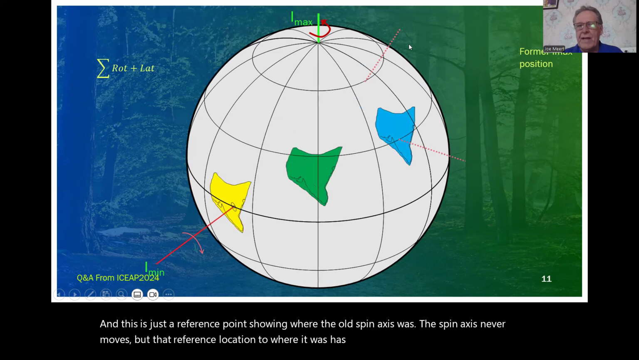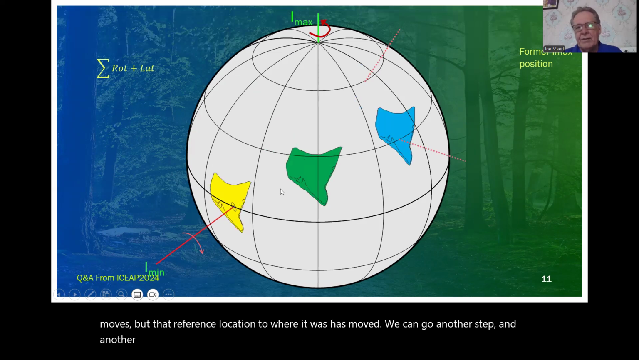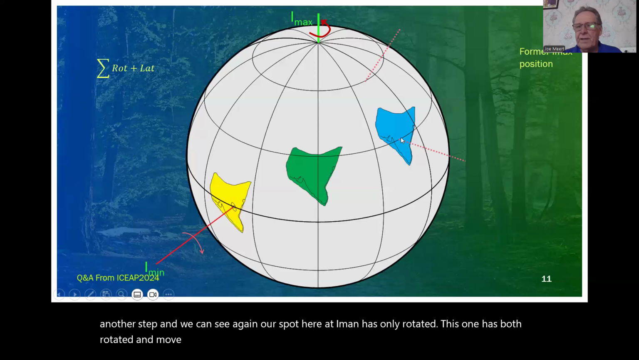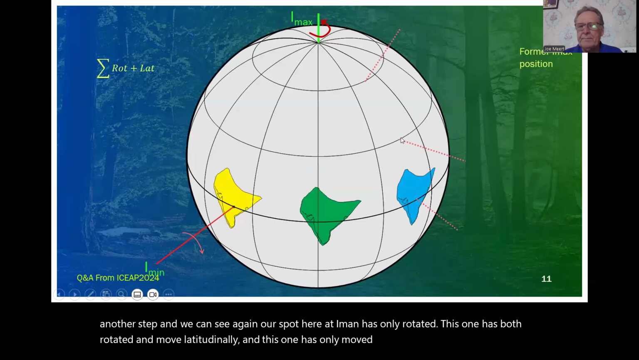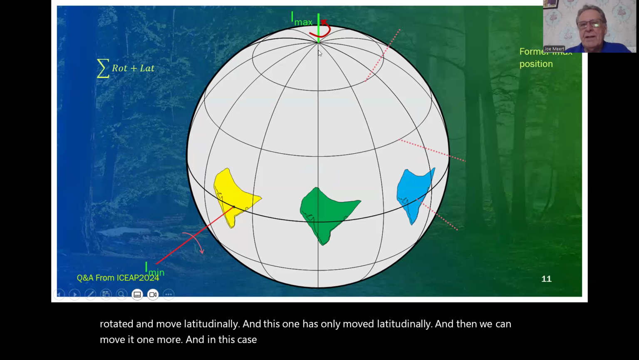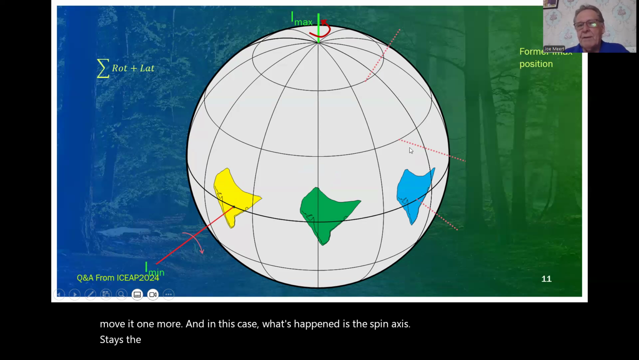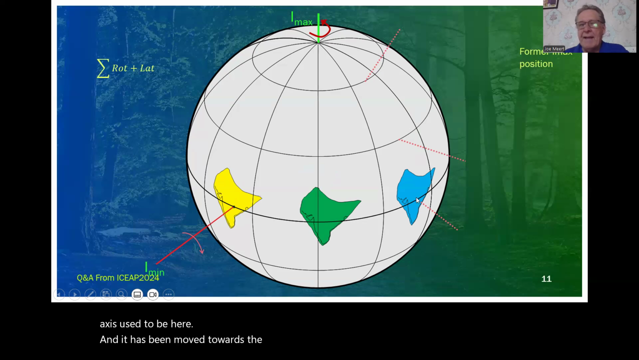We can go another step and another step, and we can see, again, our spot here at I min has only rotated. This one has both rotated and moved latitudinally, and this one has only moved latitudinally. And then we can move it one more. And in this case, what's happened is the spin axis always stays the same. But notice that our reference point of where the spin axis used to be, the spin axis used to be here, and it has been moved towards the equator because of that mass excess.